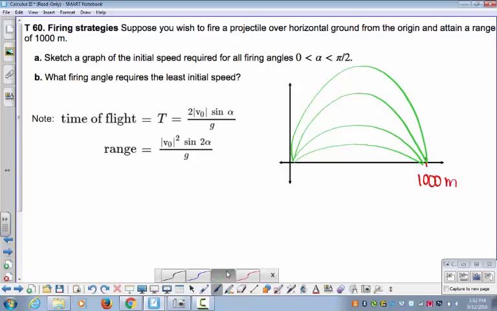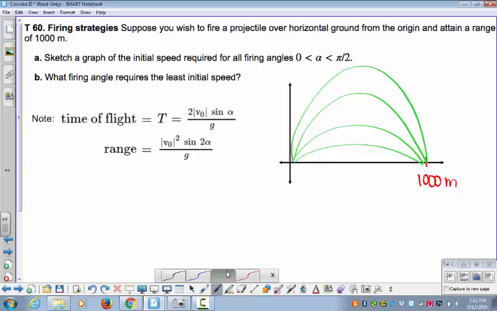Now, the question here is asking specifically about the firing angle. And so I'm just going to jump to these formulas here. This doesn't make sense to build up from gravity. We're really focusing on all these paths. So let's go ahead and just jump to the shortcuts here. And in particular, the range, we want it to be 1,000. So that's going to give us some information about the initial speed.